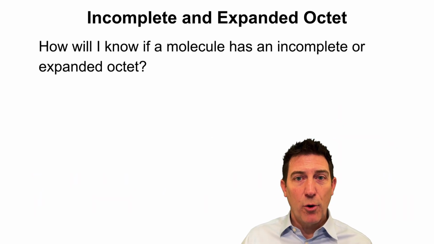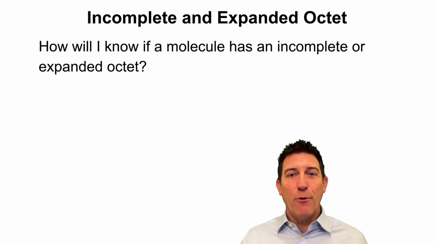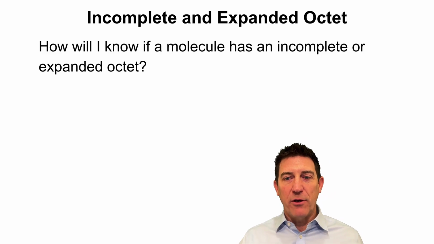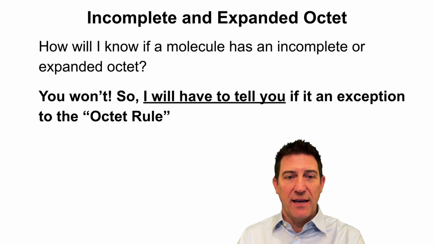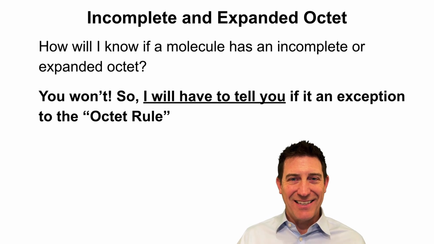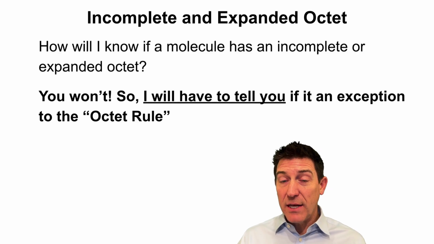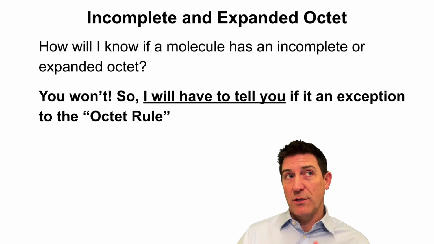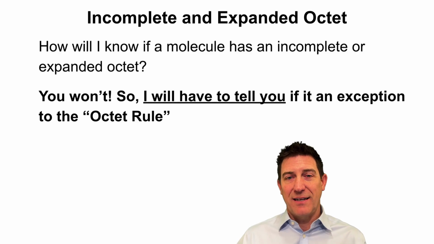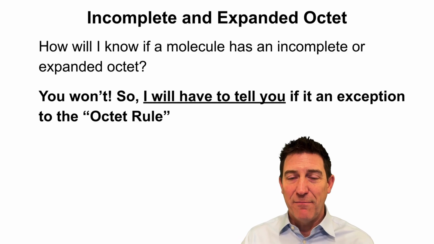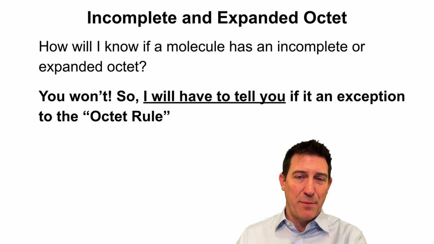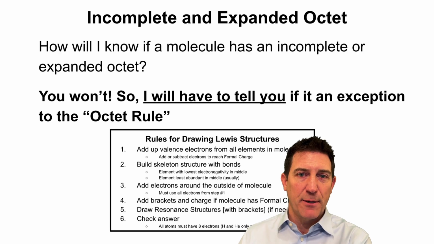Well, let's go over it one more time just to make sure you understand. How are you going to know if a molecule has an incomplete or an expanded octet? You won't, which is why I'm going to tell you that it is an exception to the rule. I might not tell you that it's an incomplete or it's an expanded. I'm just going to tell you that it's an exception to the octet rule. And believe me, you'll be able to figure out if it's expanded or incomplete if you just follow the steps I'm going to show you.